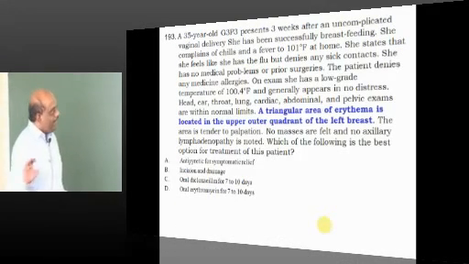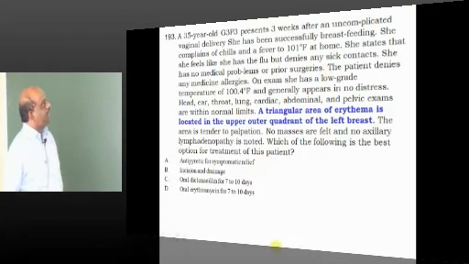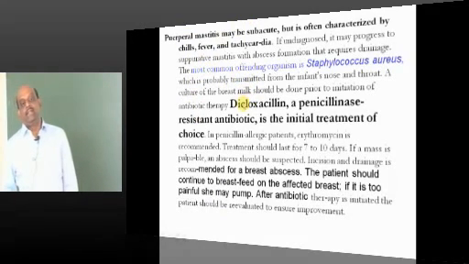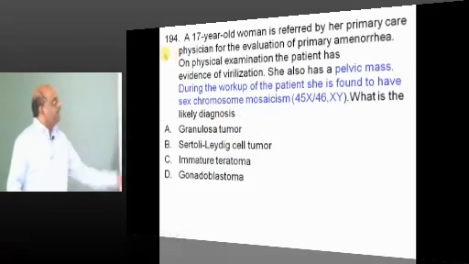35-year-old, triangular area of erythema in the left upper outer quadrant of the left breast. What is your answer? C. Basically, it's a case of puerperal mastitis. So dicloxacillin is the initial treatment of choice.